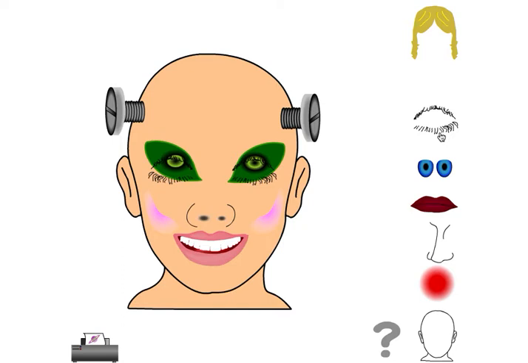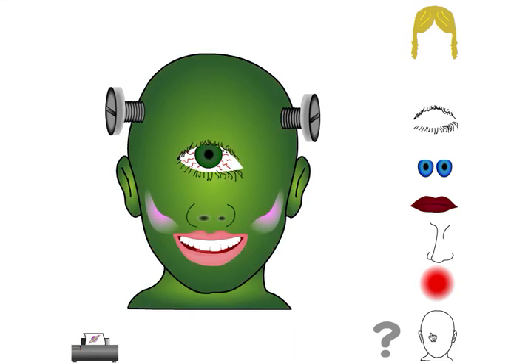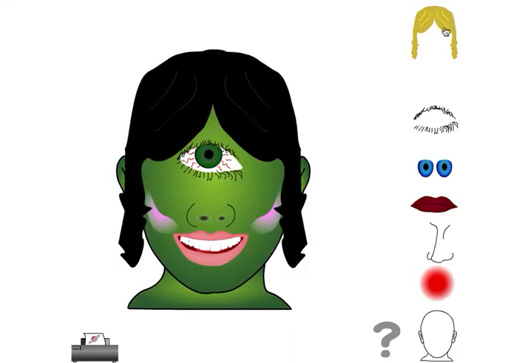Now sometimes the eyes and the eyebrows don't quite match up because of the eye shape changes, but you can play around with it until they do. For example, now I've got one eye. I think I'm going to need to change the eyebrows. Let's change the skin colour. Let's change the hair. What can we see? What can we do?